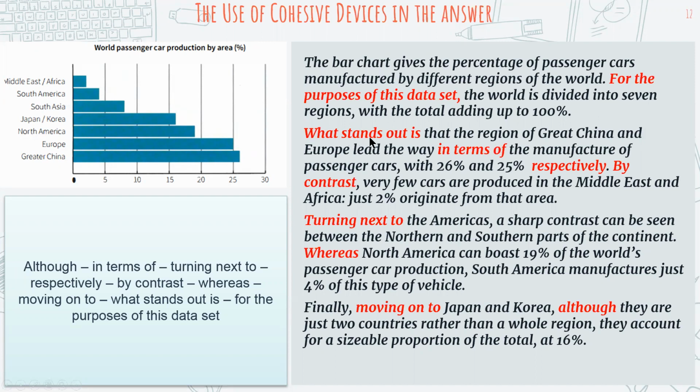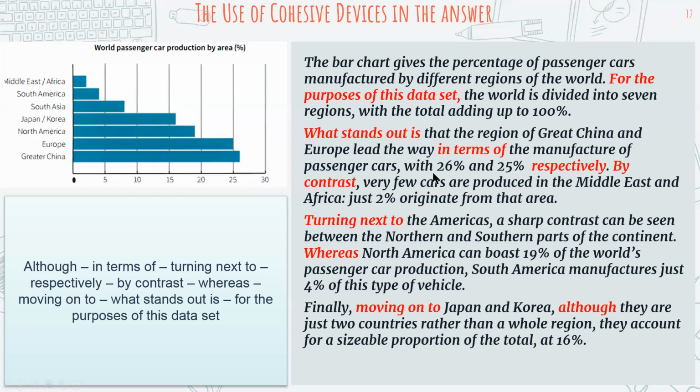Okay, here what stands out is, it's like saying what's the most important thing about this bar chart is that Europe and Greater China, they lead the way. Okay, so these are the most important key features. They almost produce cars at maybe 51%. Yes, it's 51% of the total 100%. Okay, so 51% of cars in the whole world are made in Europe and Greater China. So this is the most important key feature.